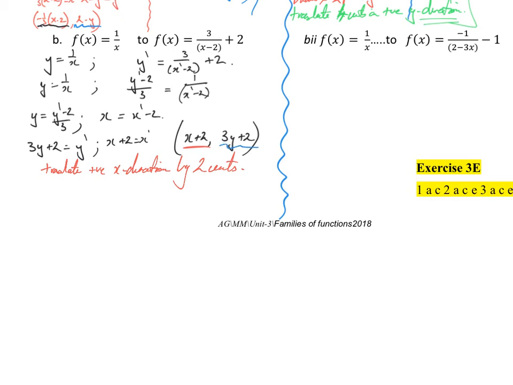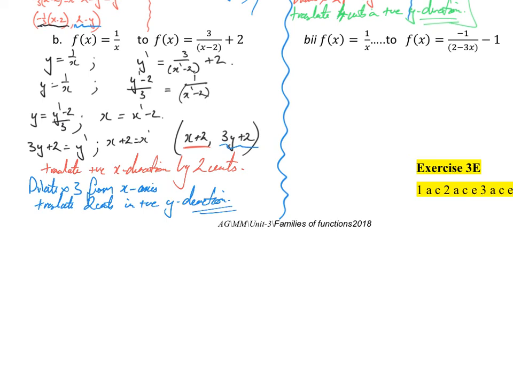And then what's happening there? Well, let's do our 3 times y first. That means we're going to dilate by a factor of 3. The y value is increased by 3, so we're stretching up, so it's from the x-axis. And then we're going to shift 2 units up, translate 2 units in positive y direction. Okay.